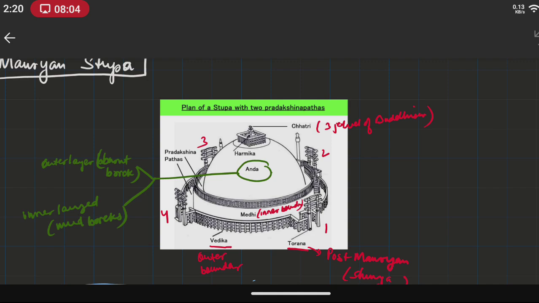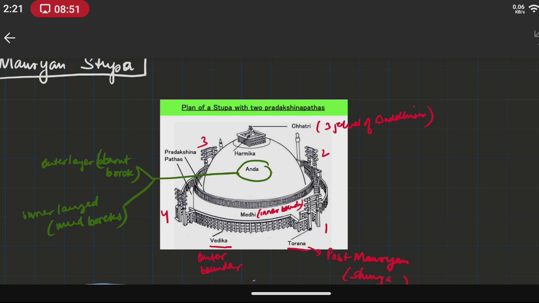Then we have Vedika. Vedika is the stone railing or the fence surrounding the entire stupa, separating the sacred space from the secular world. Then we have Torana. Toranas are intricately carved ceremonial gateways, usually in all four directions. You can see the Torana is there in all four directions. This Torana represents the four directions and depicts Jataka stories. Toranas are basically post-Mauryan architecture, added later by the Sunga rulers.